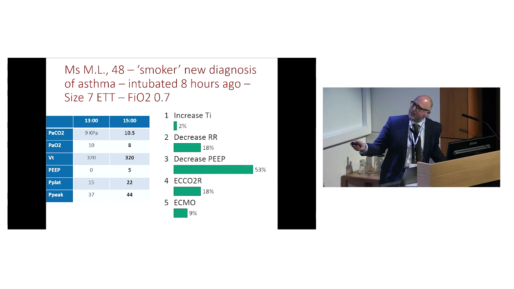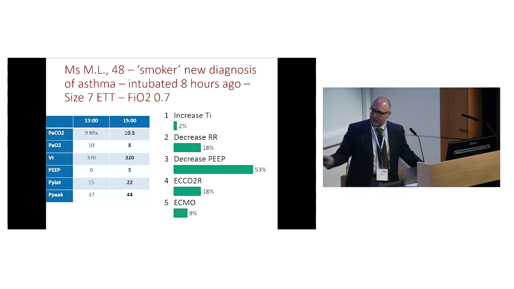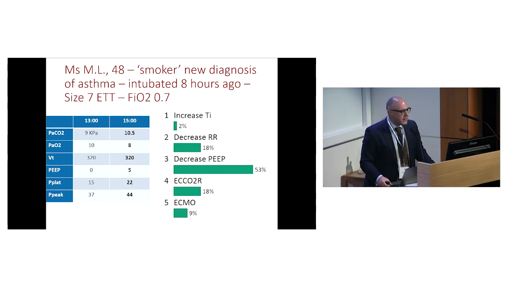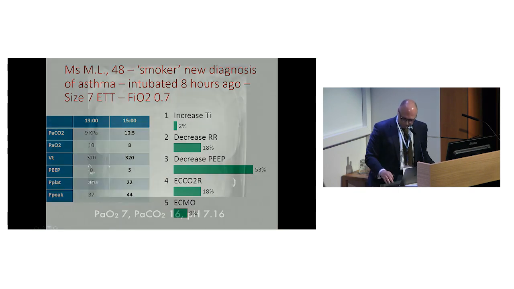Okay, so go back to PEEP of 0. Still increase the TI. It's very difficult. I've been unfair here because I've not given you the TI. But some people, almost 1 in 5, would do some ECCO2R and others ECMO. So I'm going to tell you what happened to this lady.